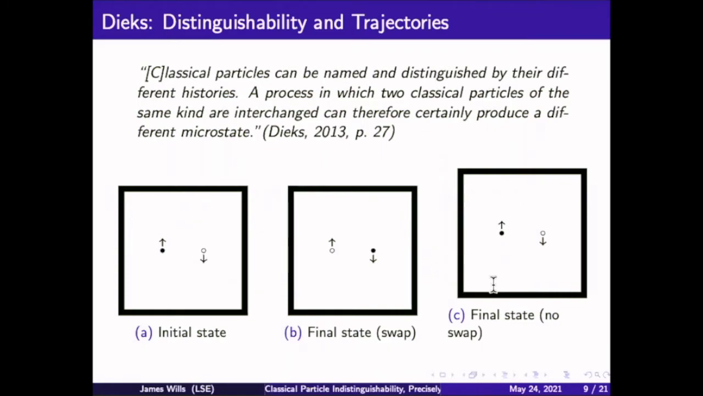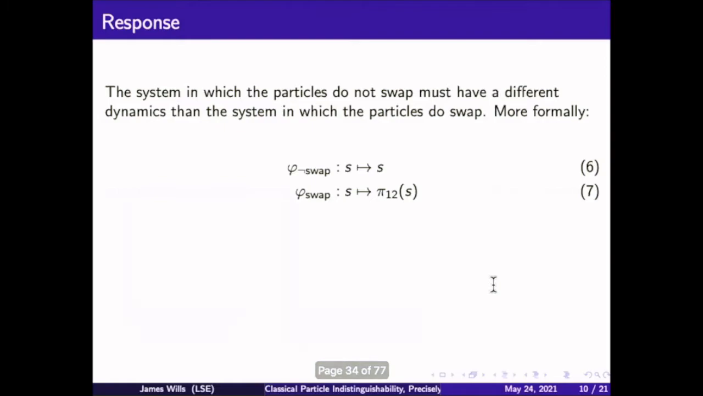My response to this is to point out that the case in which the system's particles do not swap must have a different dynamics to the system when the particles do swap. They must do. In one case, they've swapped, and in the other, they haven't. This is because of the different dynamics. So more formally, let's just represent it as the fact that they have different phase flows. For non-swapping, the point S after a certain amount of time is mapped to S, and for the dynamics for swapping, S is mapped to the permuted version of S.